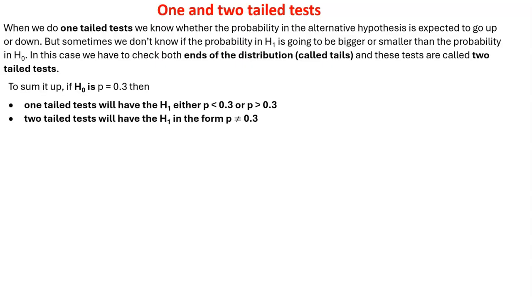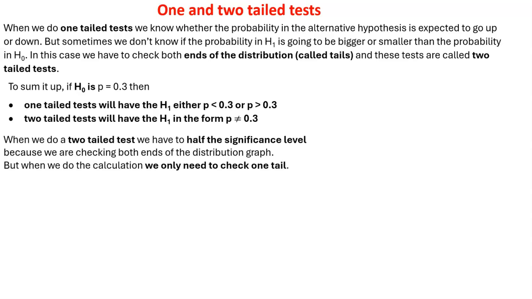To sum it up, if, for example, H0 was that P equals 0.3, then in a one-tailed test, we will have either that H1 is P is less than 0.3 or P is more than 0.3, but in a two-tailed test, H1 will be that P is different from 0.3.